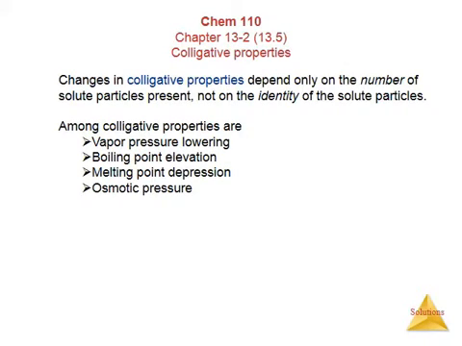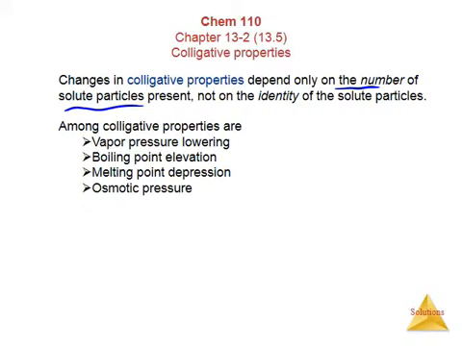In this section, we will discuss colligative properties. These are the properties that depend only on the number of solute particles and don't depend upon the identity of the solute particles. In other words, if I have one sodium chloride which breaks down into Na+ and Cl-, it would have the same effect as one potassium chloride which would break down into K+ and Cl-.